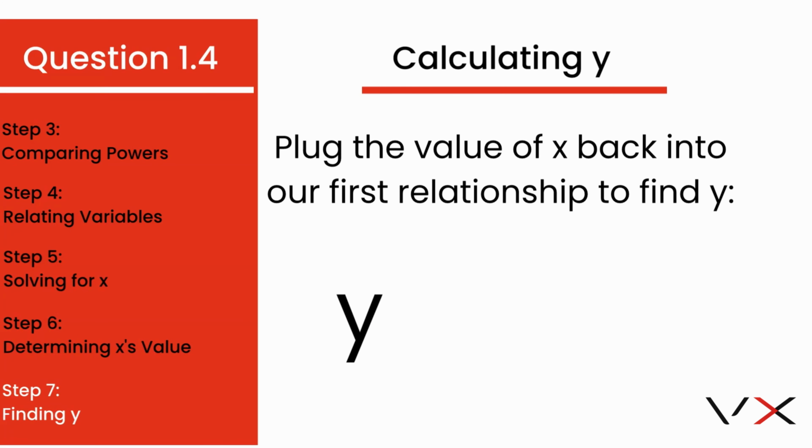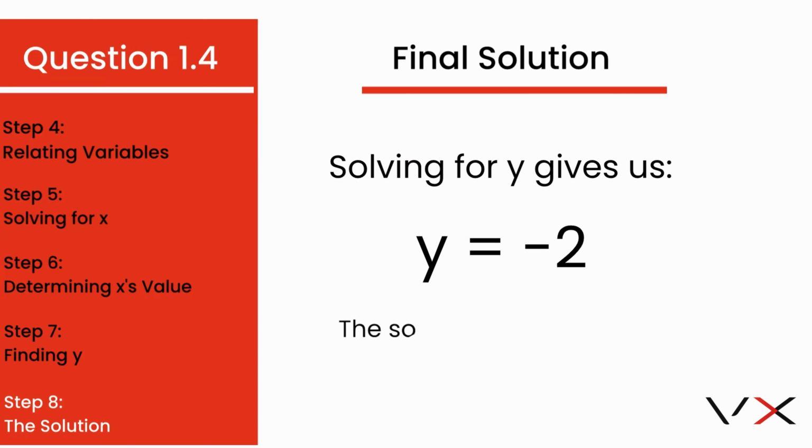Step 7. Plug the value of x back into our first relationship to find y. We get y plus 1 equals negative 1. Step 8. Solving for y gives us y equals negative 2. And there we have it. The solution to question 1.4 is x equals negative 2 and y equals negative 2.